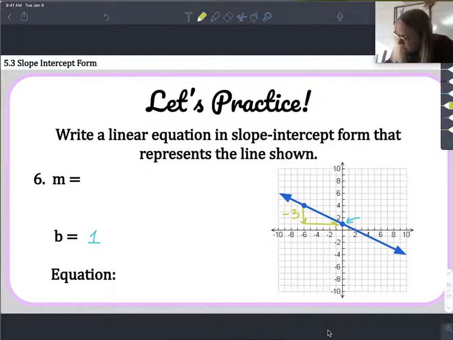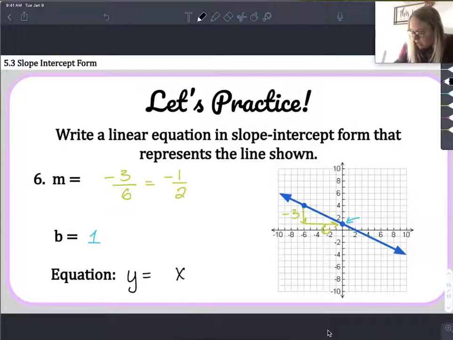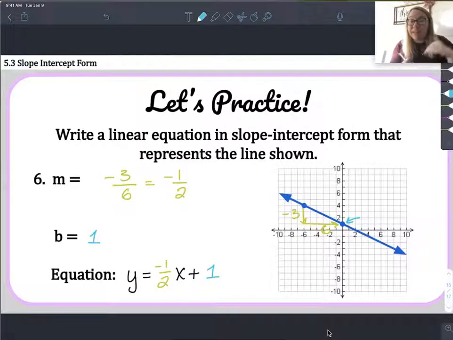And then we're going right 1, 2, 3, 4. Wait, hold on. 1, 2, 3, 4, 5, 6. So my rise, again, was -3. My run was 6. And this can then reduce to -1/2. So that is our slope. Again, I can plug this in. So y is equal to -1/2 x plus my intercept, which is 1. Notice the graph is going downhill, so our slope is negative.